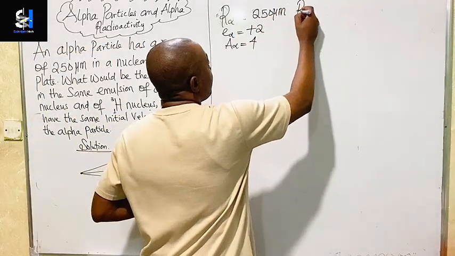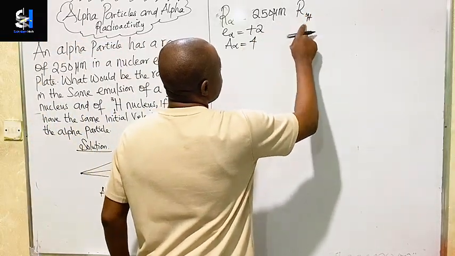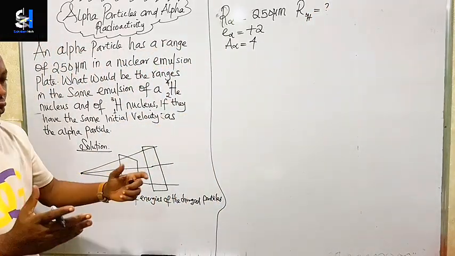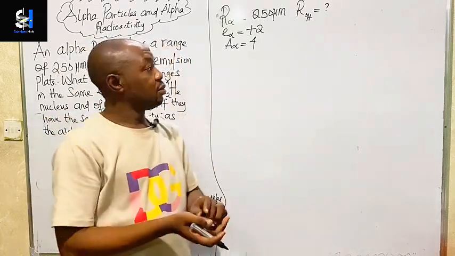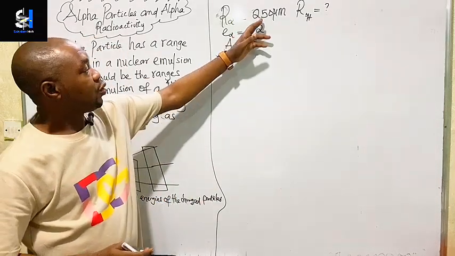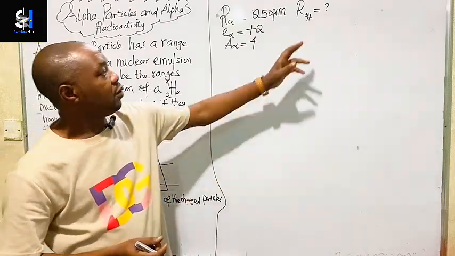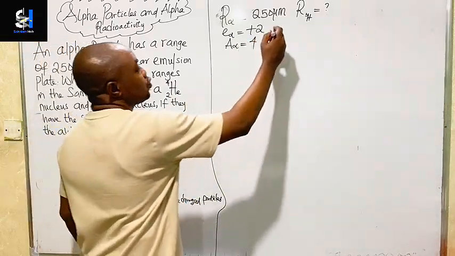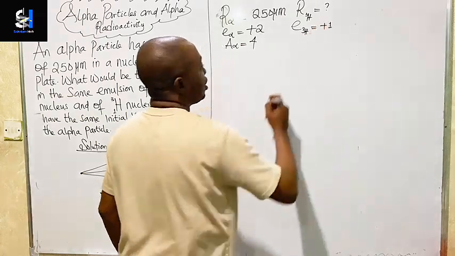Now, the range for the tritium nucleus. For the tritium nucleus, we are looking for the range. That is the unknown value. We want to find out what will be the range, between the alpha particle and the tritium nucleus. We know that of the alpha particle to be 250 micrometers, and for the tritium nucleus, that is the one we have to find out. We also know that the charge on the tritium nucleus is plus 1.